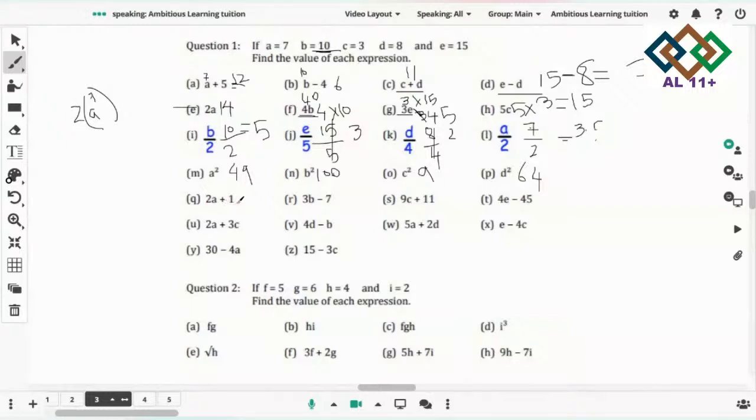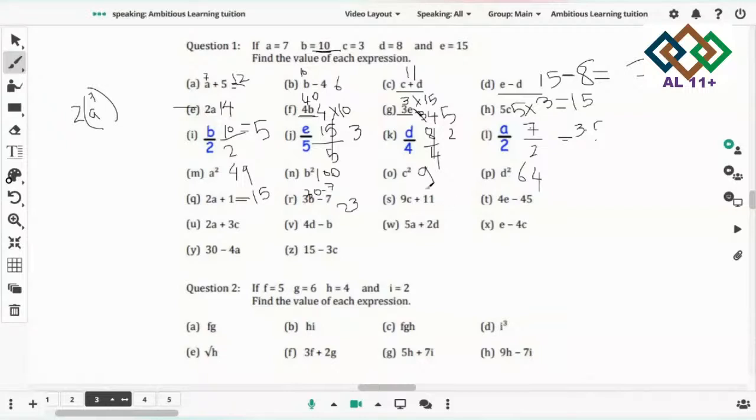Now you are getting a little harder now. It's 2a plus 1. So first try multiplying it by 7. 2 multiplied by 7. That's 14. And then you have plus 1. That will give you guys 15. Then you have 3b minus 7. So 3 multiplied by 10 is 30. 30 minus 7 will give you 23.